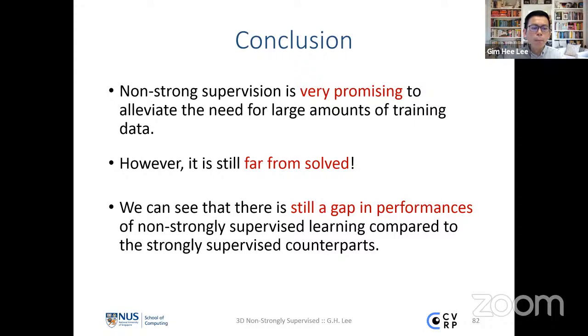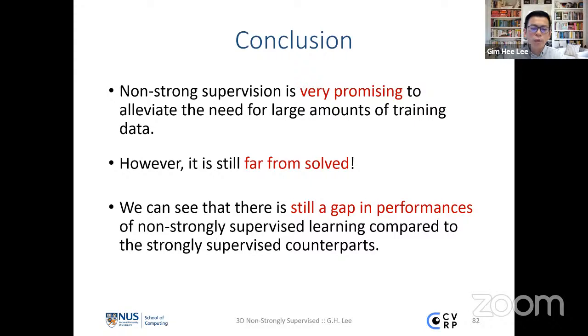However, one thing that I wish to emphasize is that this non-strongly supervised learning is still far from being solved, because we can see that in a lot of the 3D learning tasks I have shown, we still cannot reach comparable performance or even outperform the strong supervision.